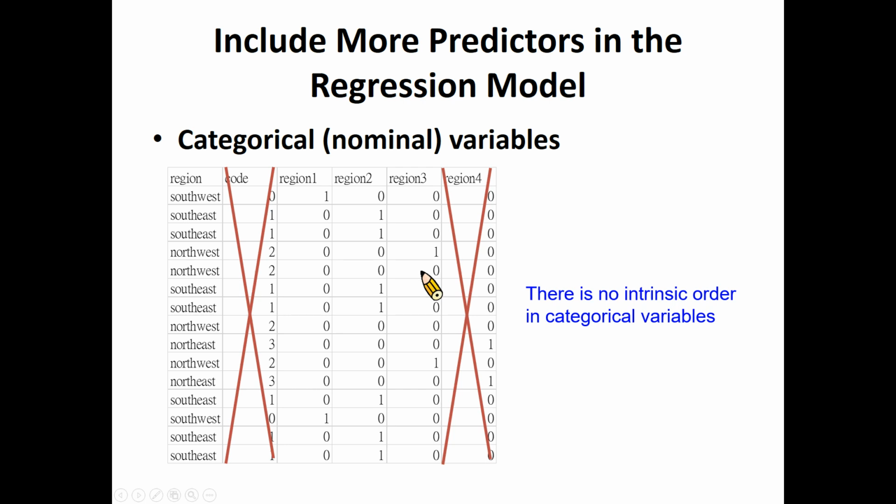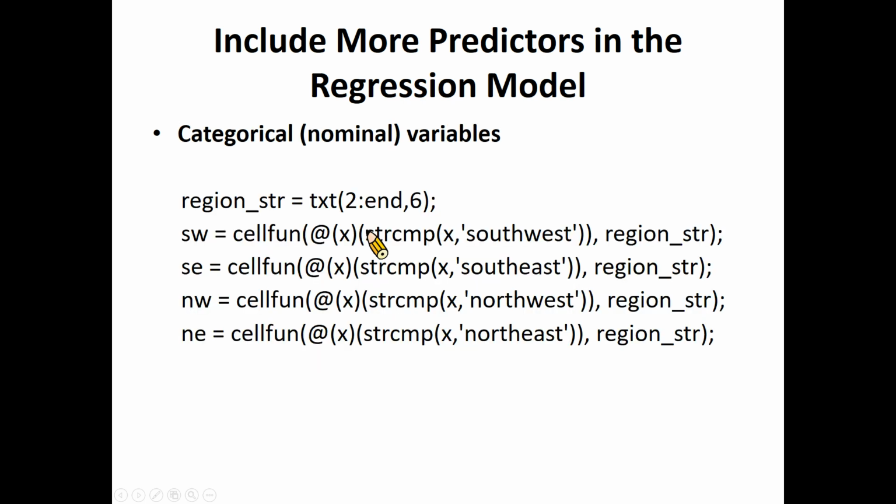I use this example because it includes continuous variables, ordinal variables, and also categorical variables, so it covers almost every kind of variable that you need to learn in multiple linear regression. Okay, so how do we do this?